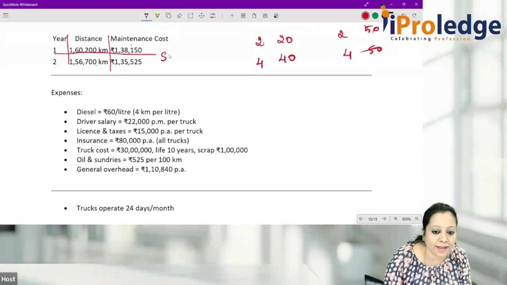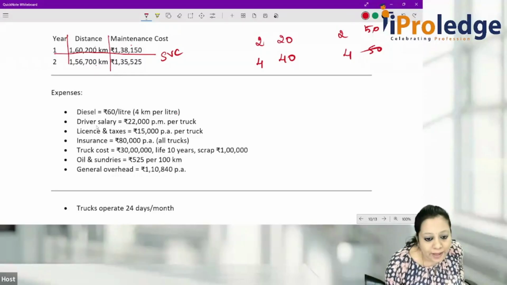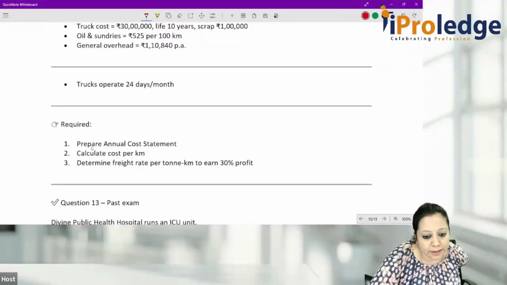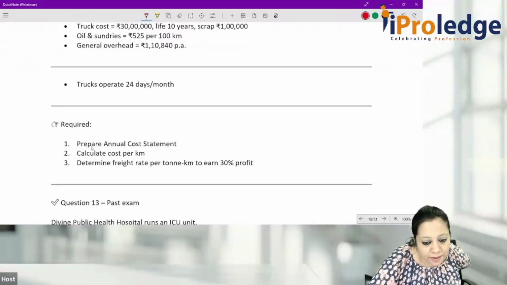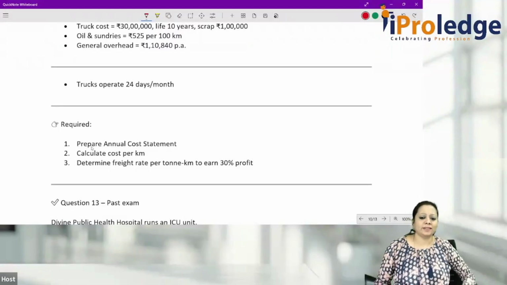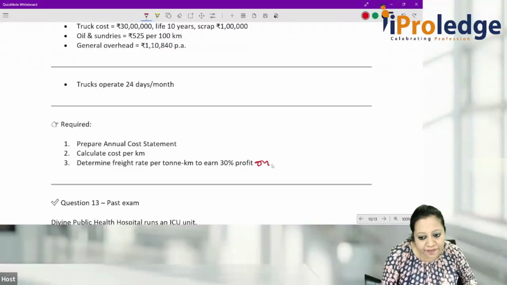Let's see. As you read, you can just write and keep. Then diesel is given again, 4 per kilometer. Now, 4 kilometers per liter. Now you know how to do it. Just now we have done this also. Driver's salary, license, insurance, truck cost, oil and sundries, general overhead, everything is given. Truck operates 24 days per month. Prepare annual cost statement, cost per kilometer. Determine the freight rate per ton kilometer to earn 30% profit. Now, this is very simple only. Again, 30% profit on freight.